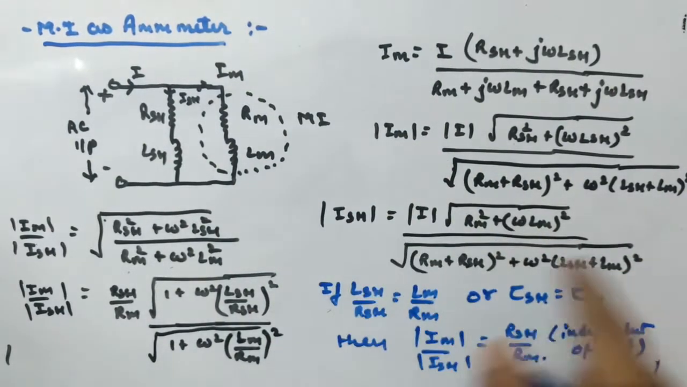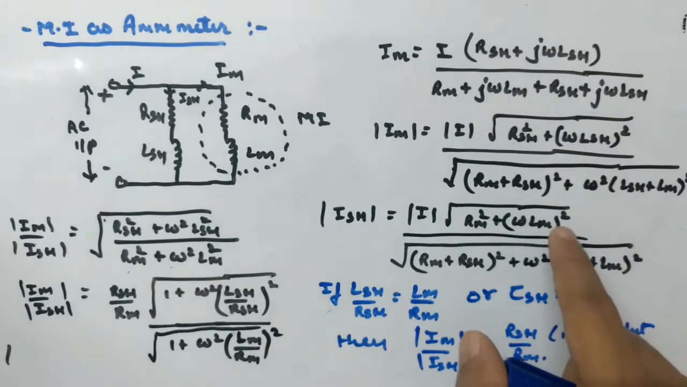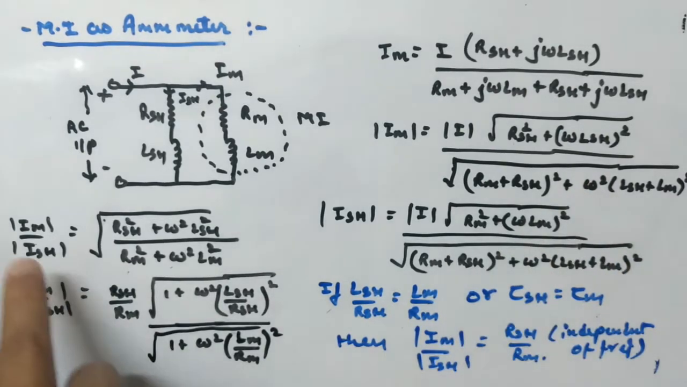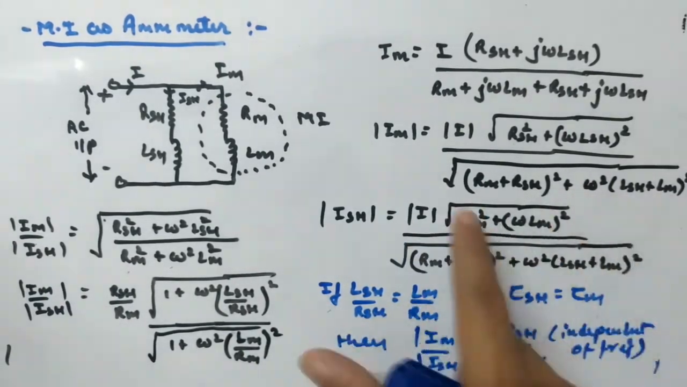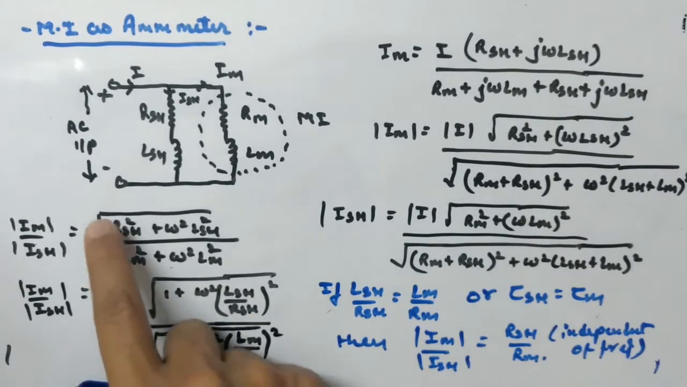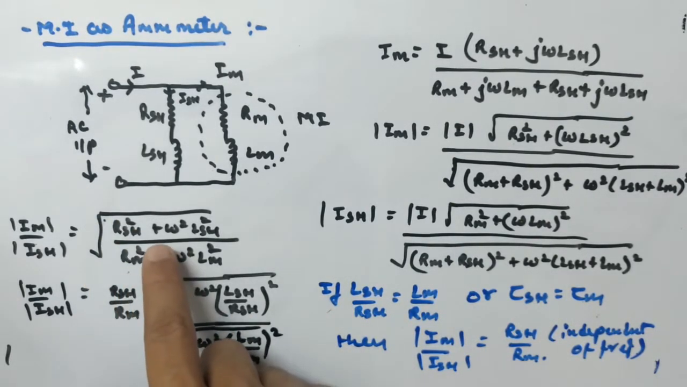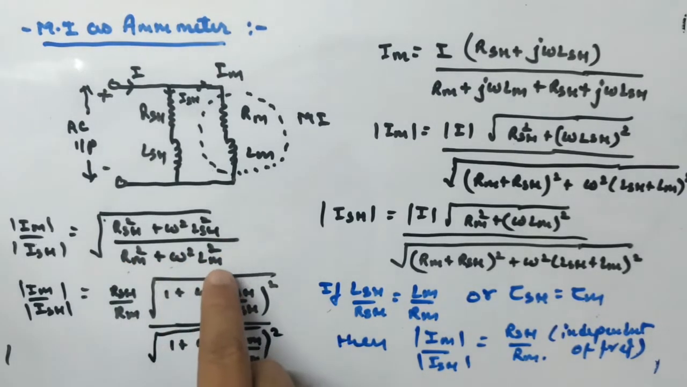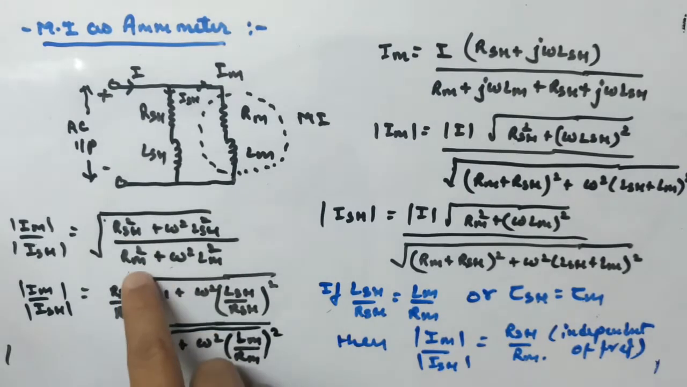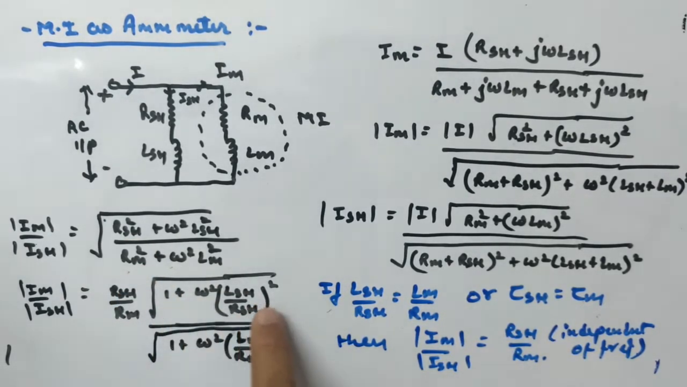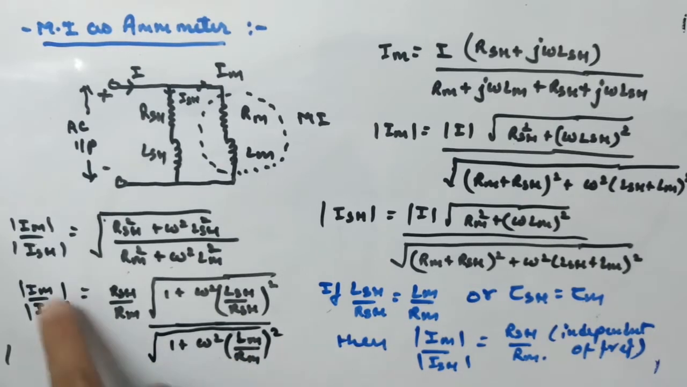Once you get these two quantities, you can see they are dependent on frequency. If you divide both of them, the denominator will get cancelled, and what you will get is under root RSH square plus omega square LSH square divided by Rm square plus omega square Lm square. If you take RSH and Rm common, you will get under root 1 plus omega square LSH divided by RSH whole square, divided by under root 1 plus omega square Lm divided by Rm whole square. This is mod Im divided by mod ISH.